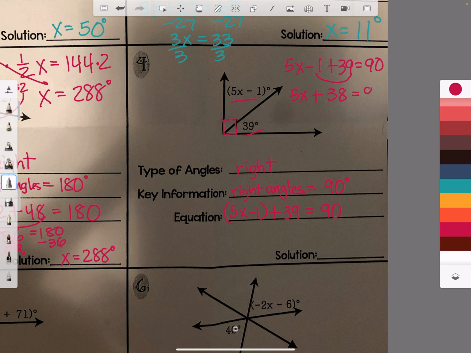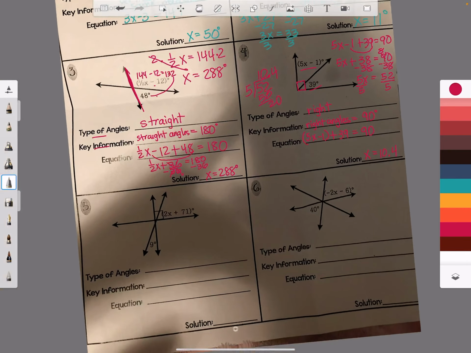5x equals 90 minus 38. That's going to be 52. We've got 5x equals 52. Divide by 5. And we get, let's see, 52 divided by 5. That goes in 10 times. That's 50 with 2 left over. Put our decimal, 10.4. So x equals 10.4. You can double check my calculations on the calculator. I don't guarantee them.